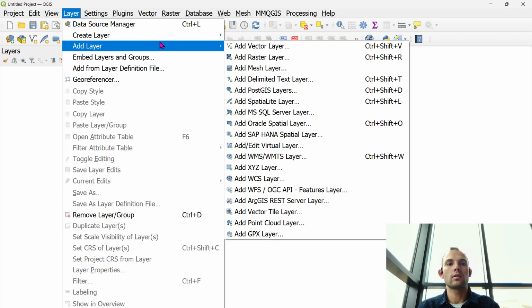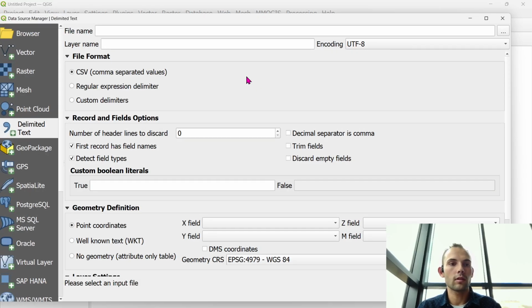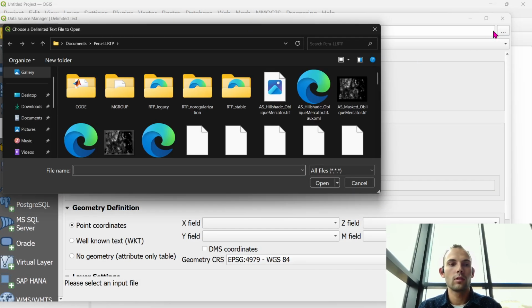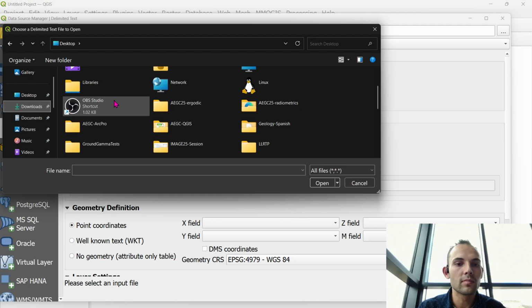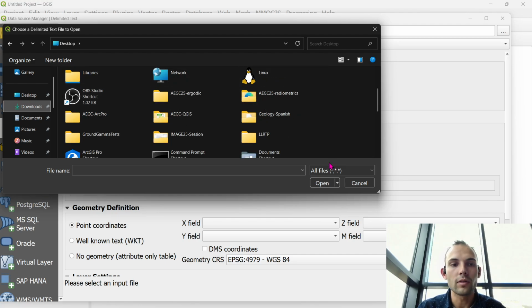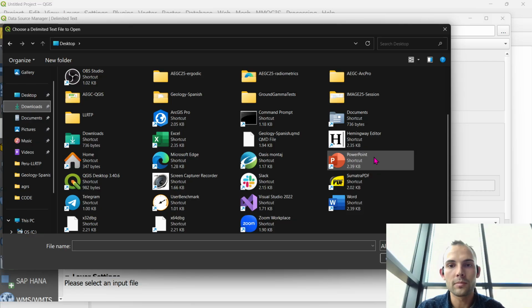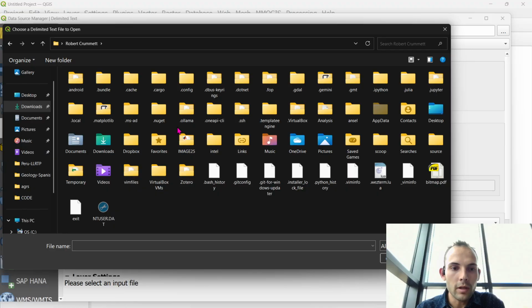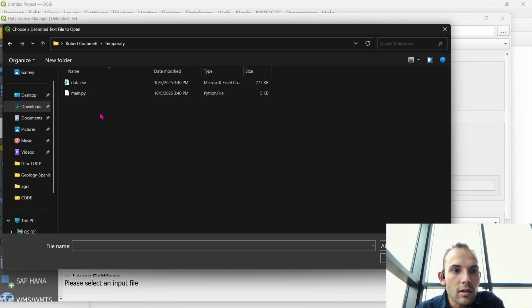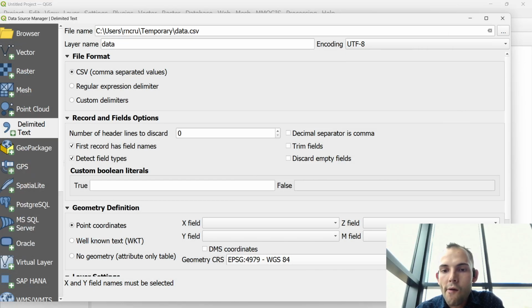I think I need to add a limited text layer. Hopefully I don't reveal sensitive documents. I'm trying to find where in the world I stored that. Where in the file system were we? I thought I called it temporary. Yeah.